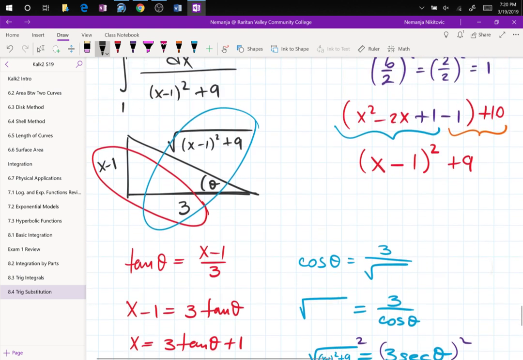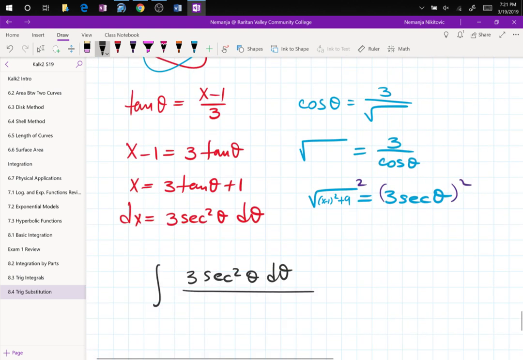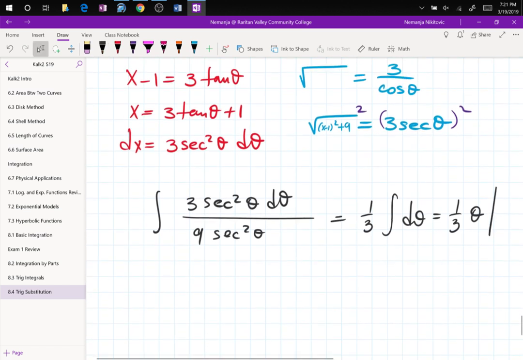Okay, let's go. Integral of 3 secant squared theta divided by 9 secant squared theta, which is 1/3 theta plus c. Oh no, we need limits. We need limits. Hold on. Hold your horses.